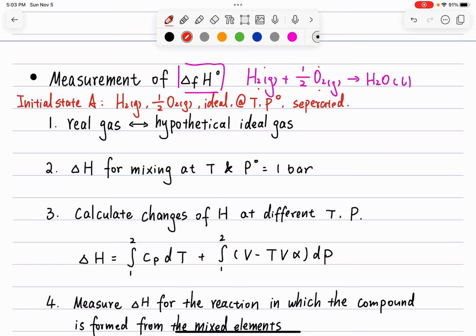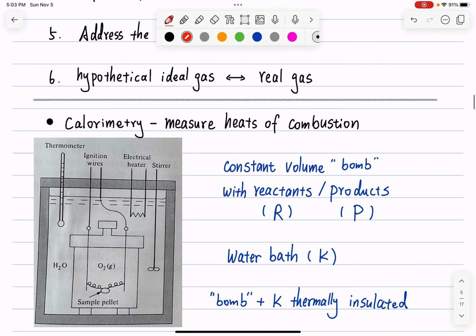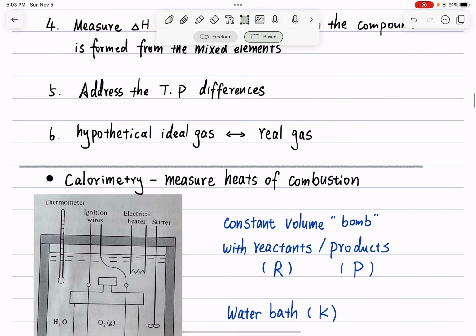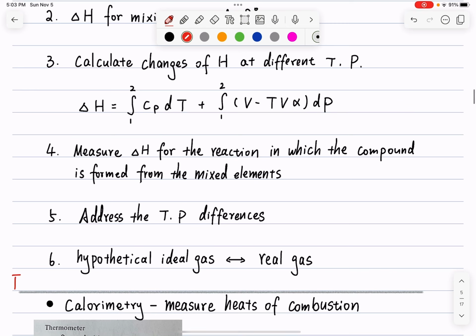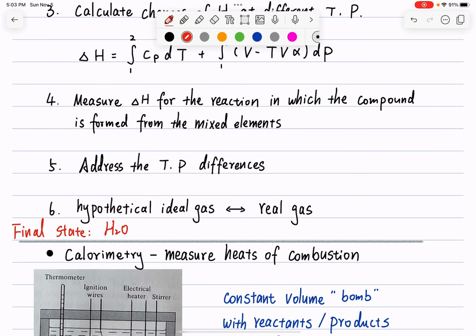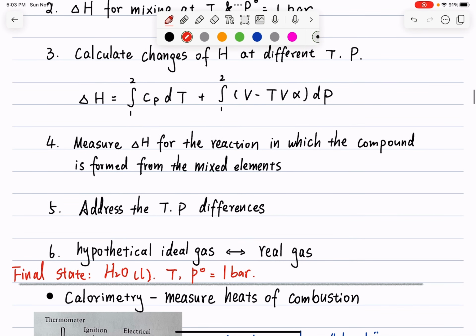All right, so what our final state will be, let me make some space here. Let me move this one down a little bit. And our final state will be our water, which is liquid, at a certain temperature and our standard pressure P0 equals 1 bar. Now, if our product is a gas, we want to make sure it is an ideal gas, not a real gas.